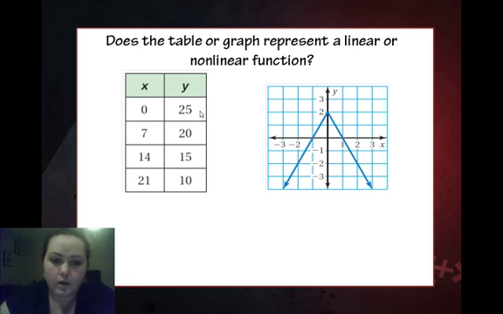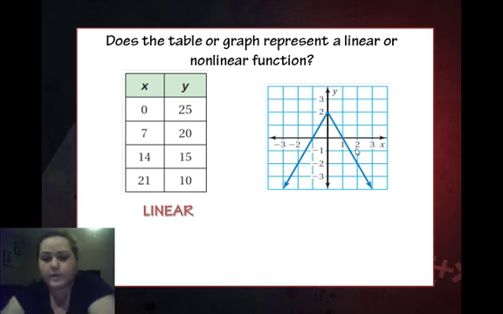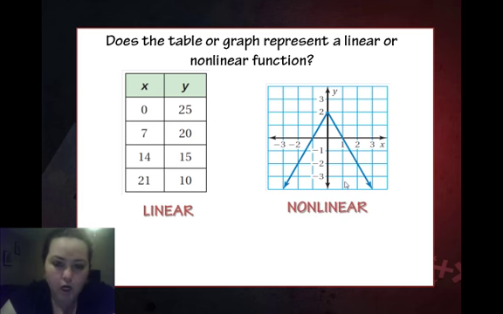Now for the y. 25 to 20, it's decreasing, so minus 5. 20 to 15, minus 5. 15 to 10, minus 5. So because it has a constant rate of change for the x and the y, that is linear. This graph is not one straight line. It has a bend in the line. So it's going up, then it started going down. So because it has a bend, it's not a straight line. It is nonlinear.